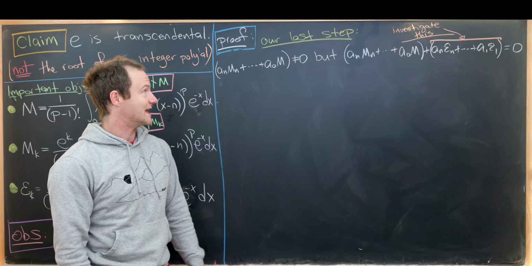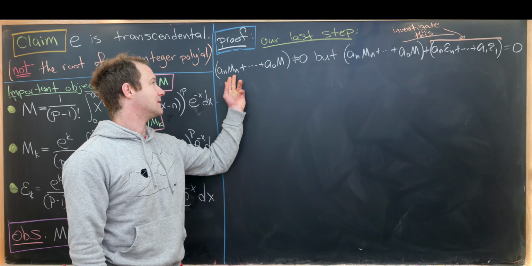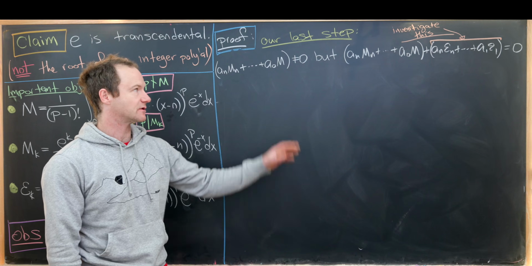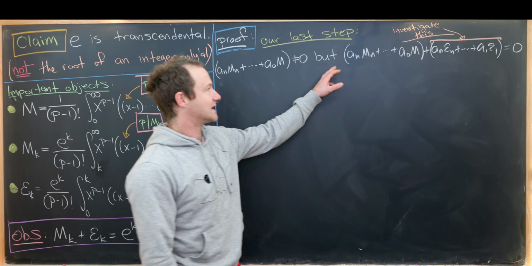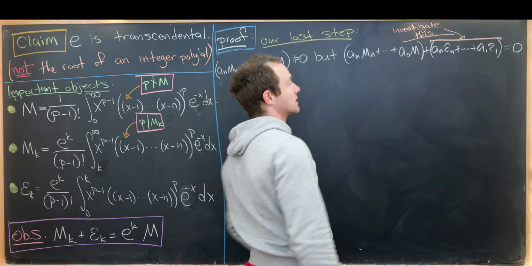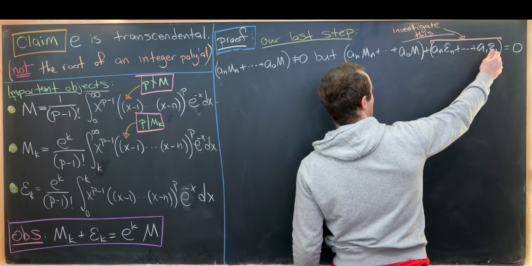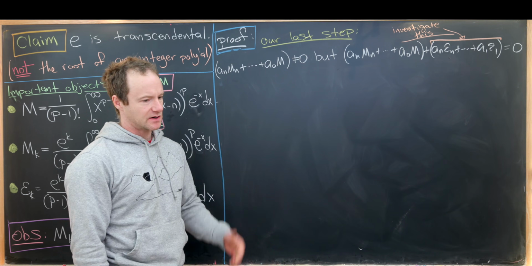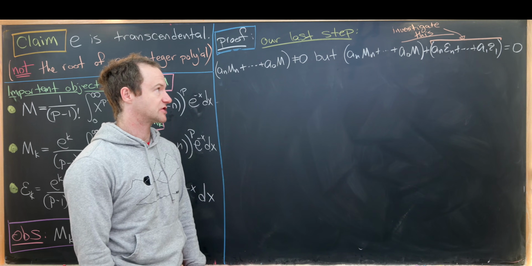We're working towards the end now. On the very last step, we showed that a_n m_n plus all the way down to a naught m was not equal to 0. It was a non-zero integer. Whereas the sum of that number together with a_n epsilon n all the way down to a1 epsilon 1 was equal to 0. And that was by our assumption that e was not transcendental, which is working towards our contradiction.